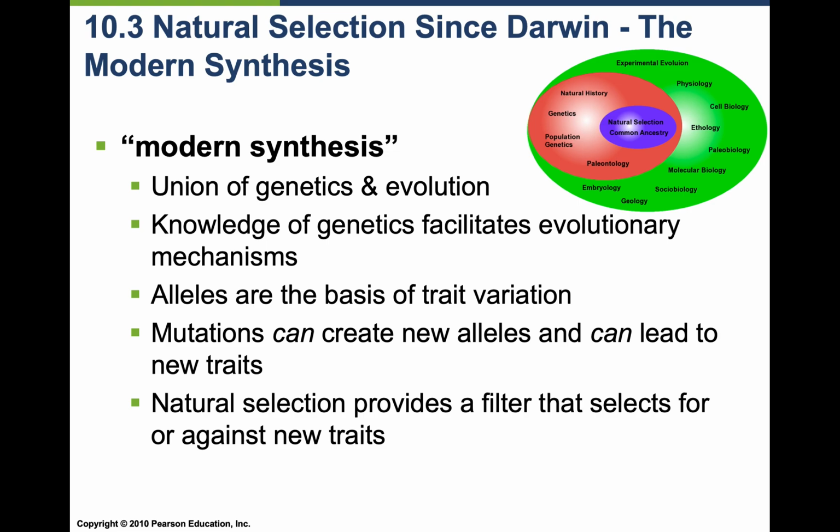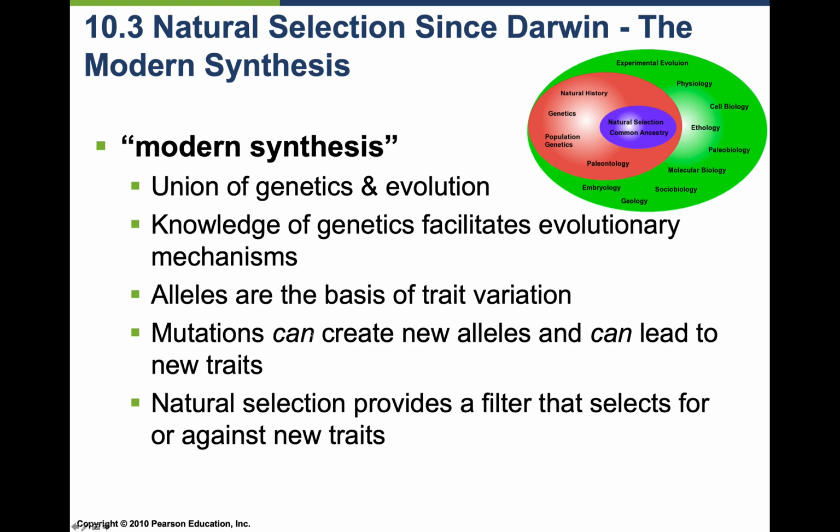All right, so let's talk about the modern synthesis. The modern synthesis is really this idea of the union of genetics with evolution and natural selection. So we had this knowledge of genetics that really facilitates evolutionary mechanisms, and it does this by alleles. They are the basis of trait variation, right? So remember what an allele is. You can have the gene for eye color, but there'll be an allele for blue, an allele for brown, sometimes an allele for green. These are the alleles that determine eye coloration.